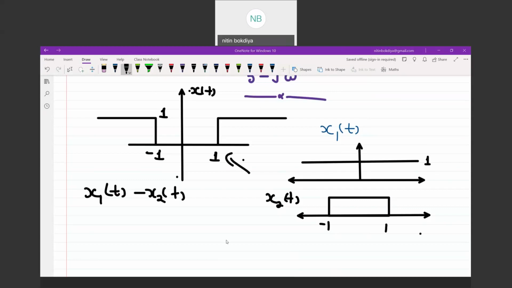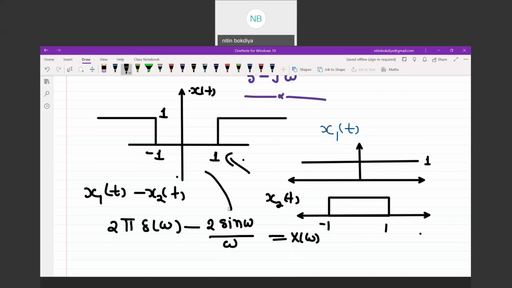So what is the Fourier transform of this function? This function is 2 pi delta of omega. And what is this? Minus 2 sine of omega divided by omega. This is the Fourier transform of this function. x of t has this Fourier transform.